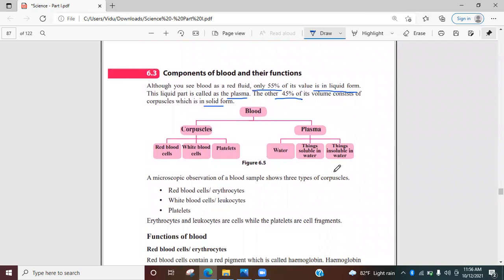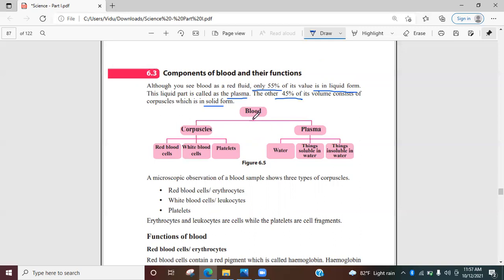Components of blood and their functions. When you talk about blood, you always see a red fluid, but only 55% of its volume is in liquid form. This liquid part is called plasma. The other 45% of its volume consists of corpuscles, which are in solid form.